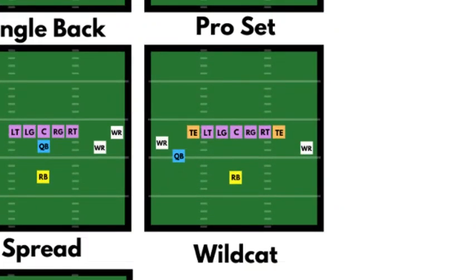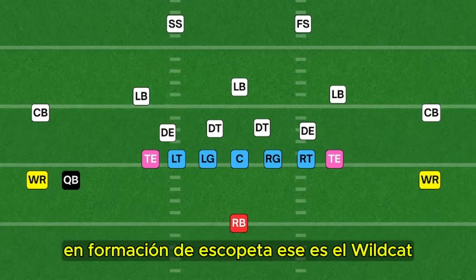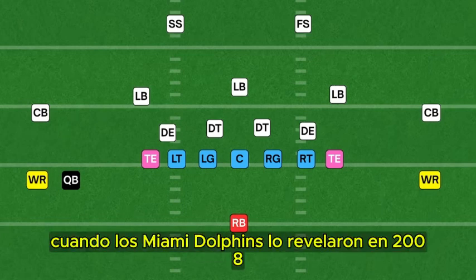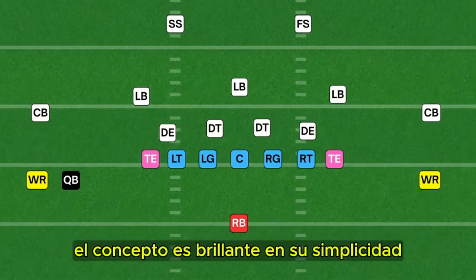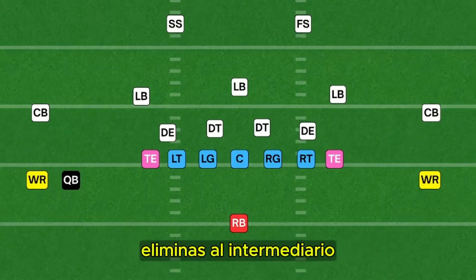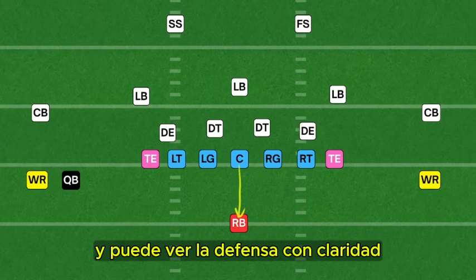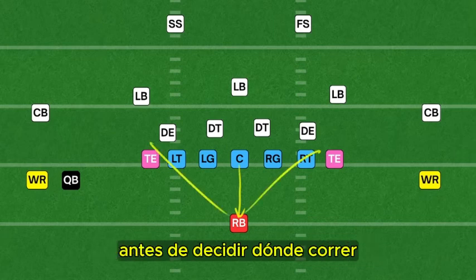Wildcat. Remove the quarterback entirely and snap the ball directly to a running back in shotgun formation. That's the Wildcat, and it shocked the NFL when the Miami Dolphins unveiled it in 2008. The concept is brilliant in its simplicity. Instead of having the quarterback hand off the ball, you eliminate the middleman. The running back gets the ball immediately and can see the defense clearly before deciding where to run.